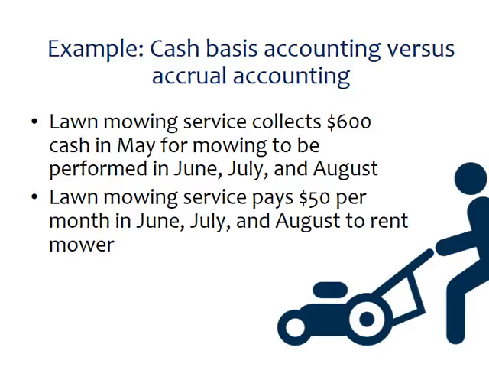The lawn mowing service collects $600 cash in May for mowing to be performed in June, July, and August. The lawn mowing service pays $50 per month in June, July, and August to rent the mower. These are the lawn mowing service's revenues and expenses: the $600 of revenue that it will earn, and then the $50 of expense each month that it has to rent that mower.